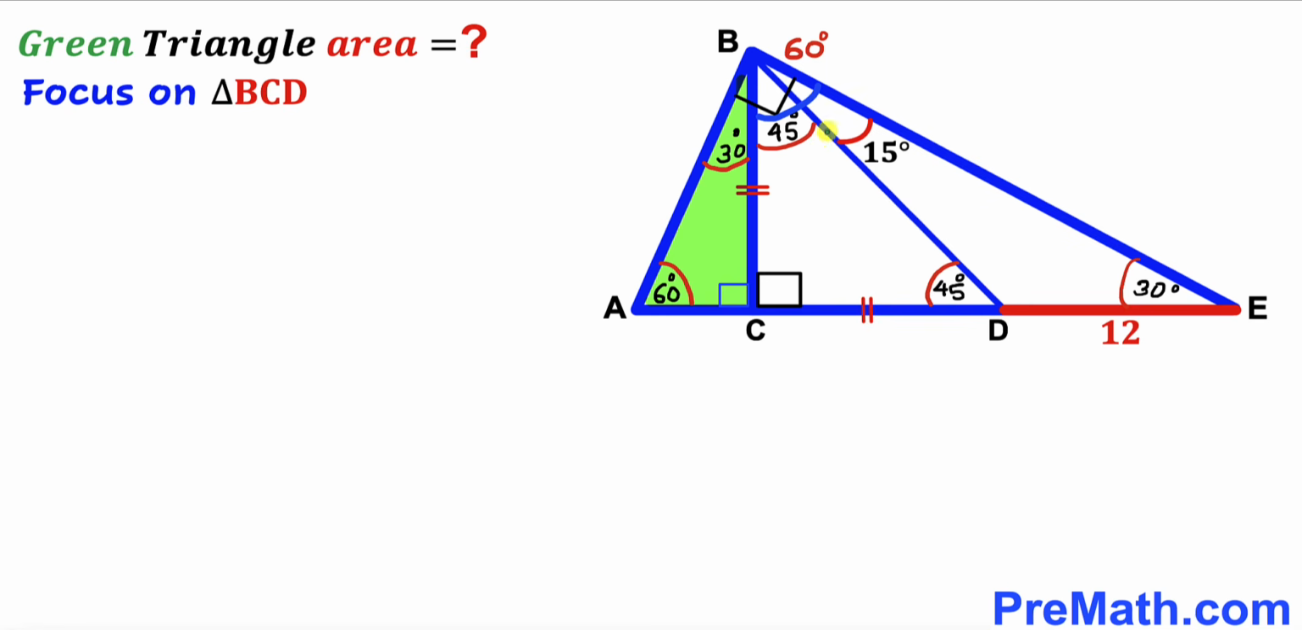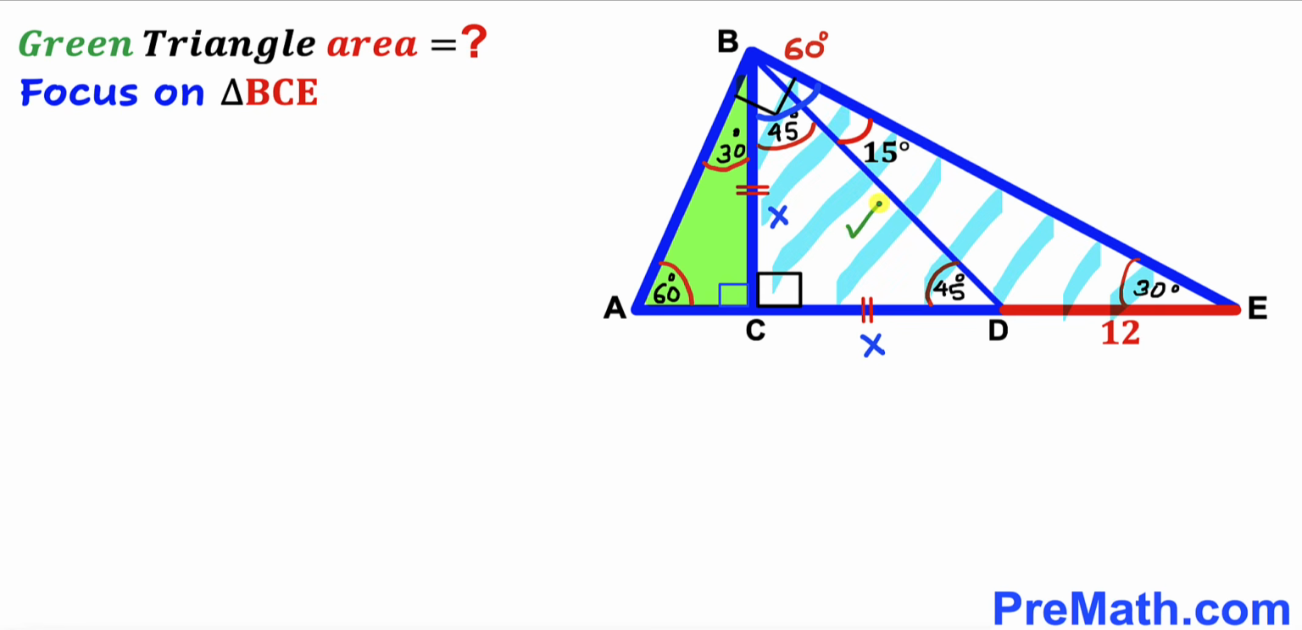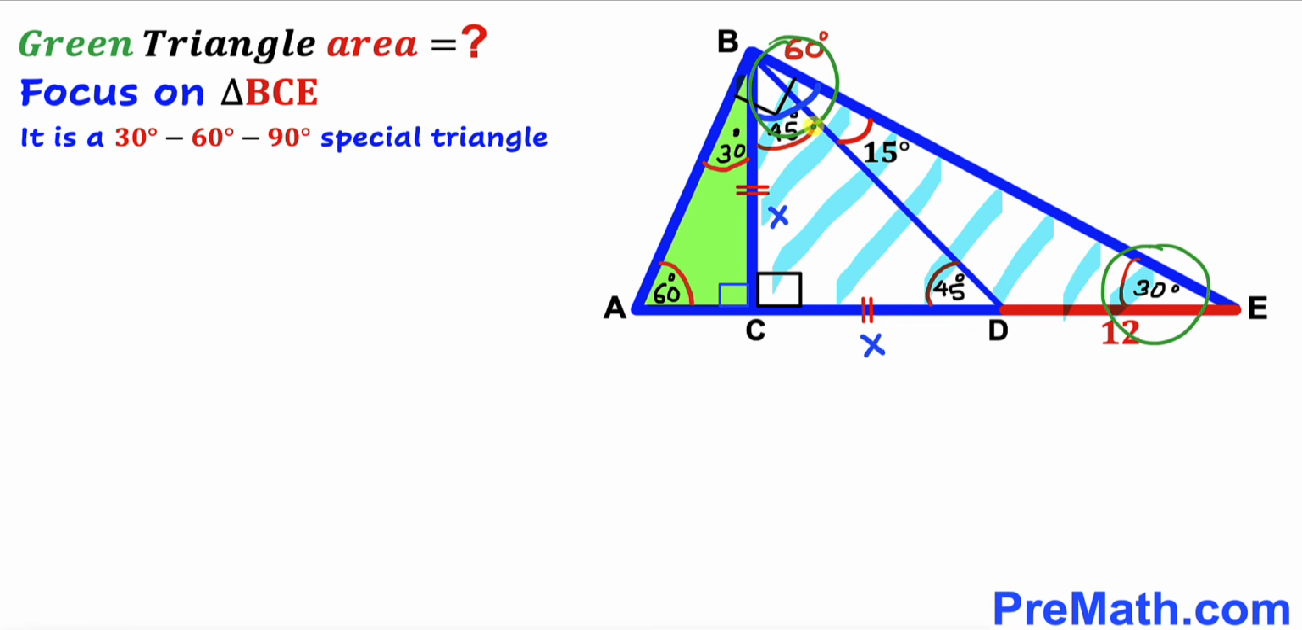Now let's focus once again on this right triangle BCD. We know this is an isosceles triangle since this side length equals this side length. If I label this side length as x, then this CD length is going to be x as well. Now we are going to focus on this big right triangle BCE, and we can see that this is our 30, 60, 90 special triangle, since this angle is 30 degrees, this angle is 60 degrees, and this angle is a 90 degrees angle.